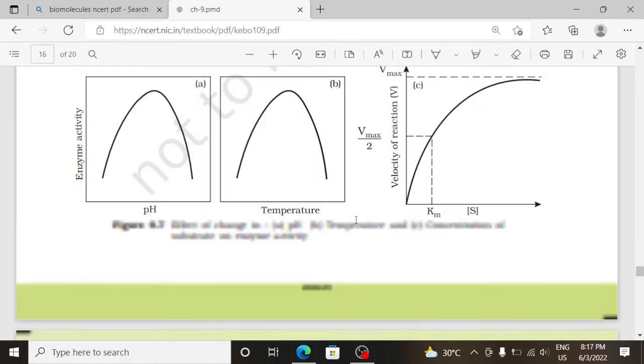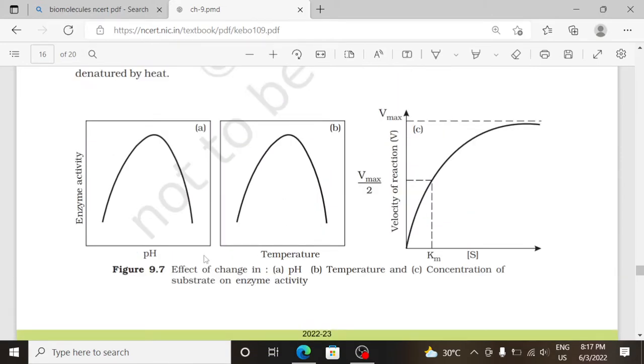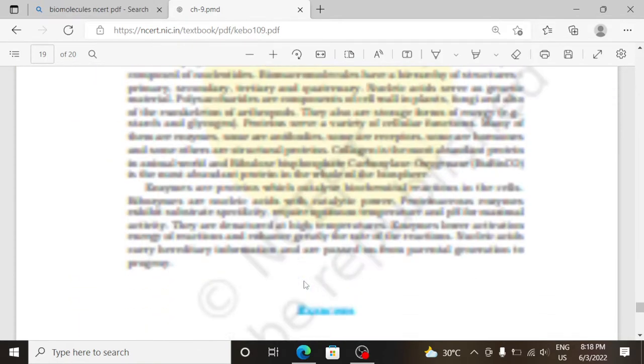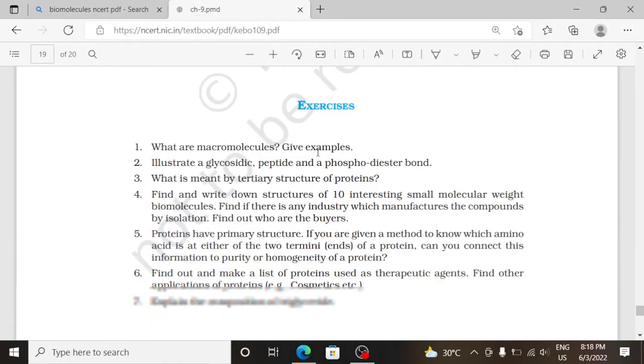Next, effect of change in pH. Okay, means see, effect of change in pH, in temperature and concentration of substrate on enzyme activity. So these are the graphs, like enzyme activity with respect to pH, enzyme activity with respect to temperature, velocity of reaction. Okay, so this is graph only. We have to understand it very neatly. Now we have completed the diagrams and the lesson.